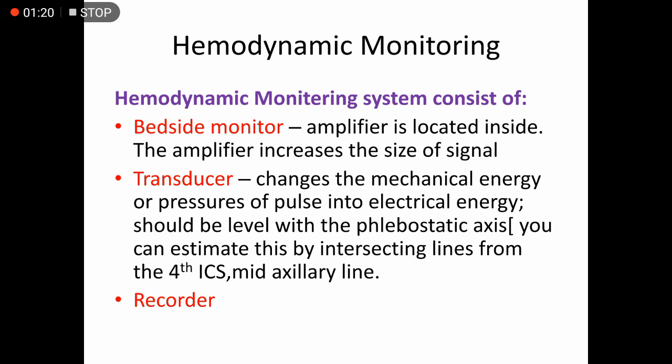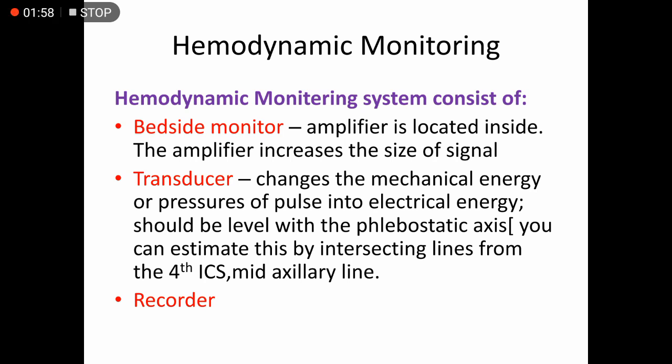The hemodynamic monitoring system consists of a bedside monitor, which includes the amplifier. The amplifier's function is to increase the size of electrical signals to be visible on the screen so we can interpret them. The transducer changes the mechanical energy of the pressure pulse into electrical energy, and should be leveled with the phlebostatic axis. You can estimate this by intersecting lines for the fourth intercostal space and the mid-axillary line.